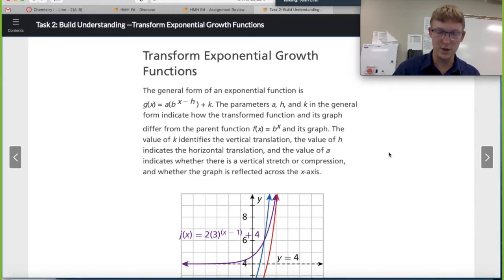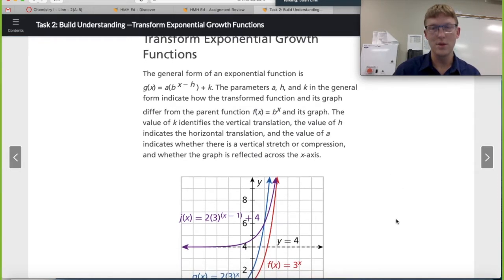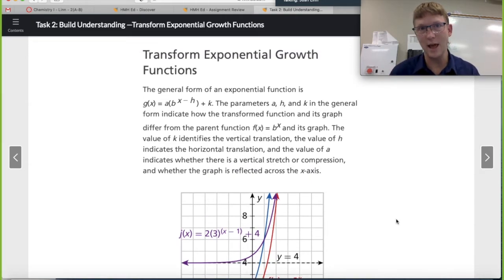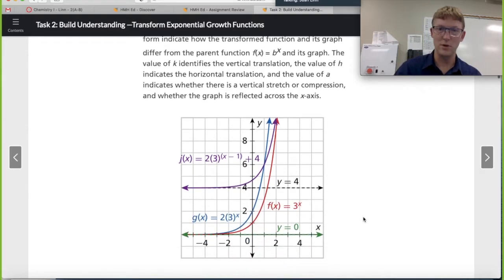So the parent function is still our f of x equals b to the x. That is our regular normal function. But we can move that based on the things that we do, and you should be seeing a pattern here because it's the same as everything that we've learned previously. We're just now shoving it into an exponent as opposed to the other functions that we've used.